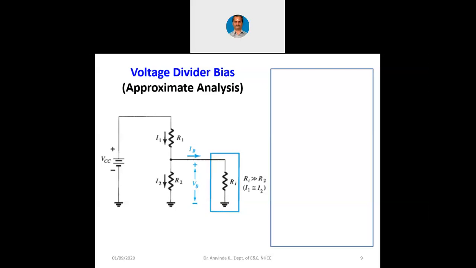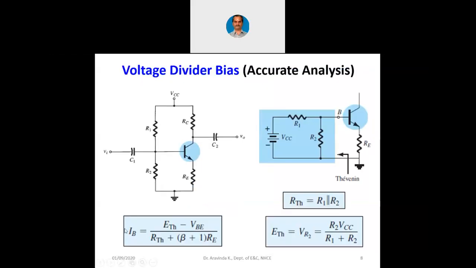Okay, now let me go further. This is our assumption that we can ignore IB. That is what approximate analysis is, whereas in the previous approach, we did not ignore IB. You can see here, we did not ignore IB. When we calculate IB, considering beta, we can calculate IC. When we calculate IC, we can calculate VCE.